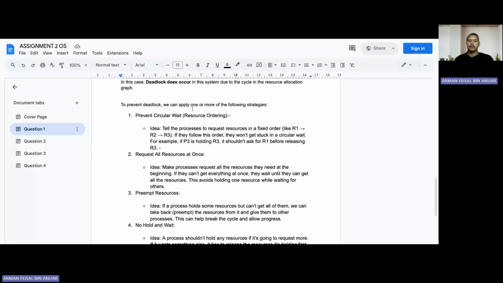To prevent a deadlock, we can apply one or more of the following strategies. Number one is preventing circular wait, or resource ordering. The idea is to tell the processes to request resources in a fixed order, like R1 and then R2 and then R3. If they follow this order, they won't get stuck in a circular wait. For example, if P3 is holding R3, it shouldn't ask for R1 before releasing R3.